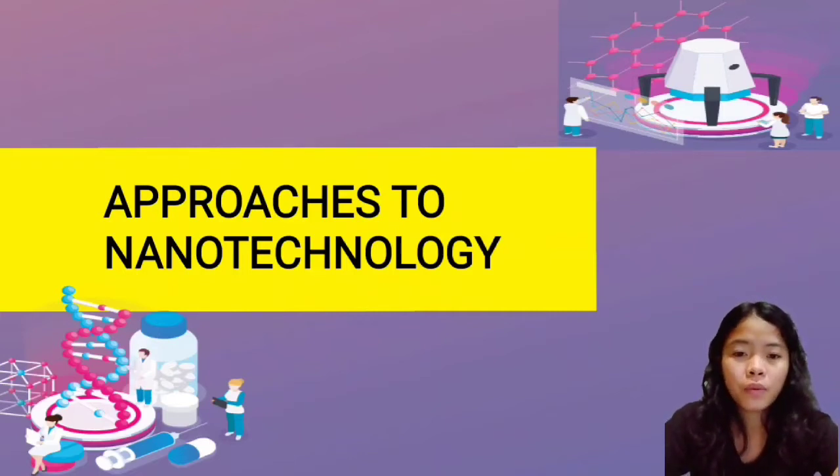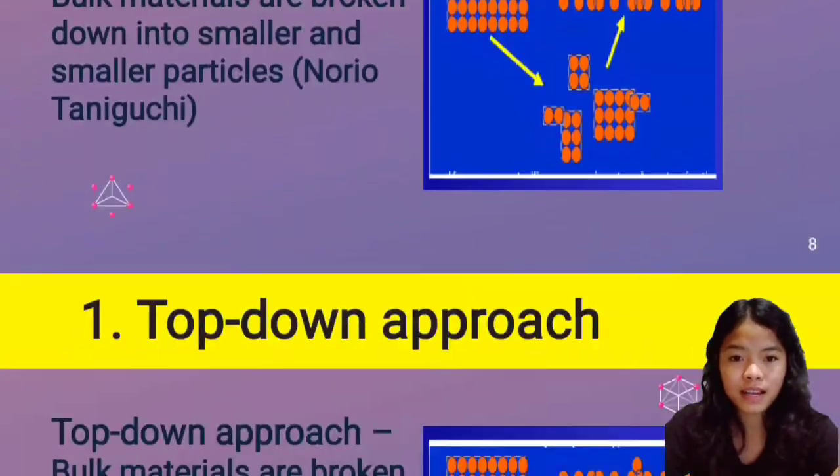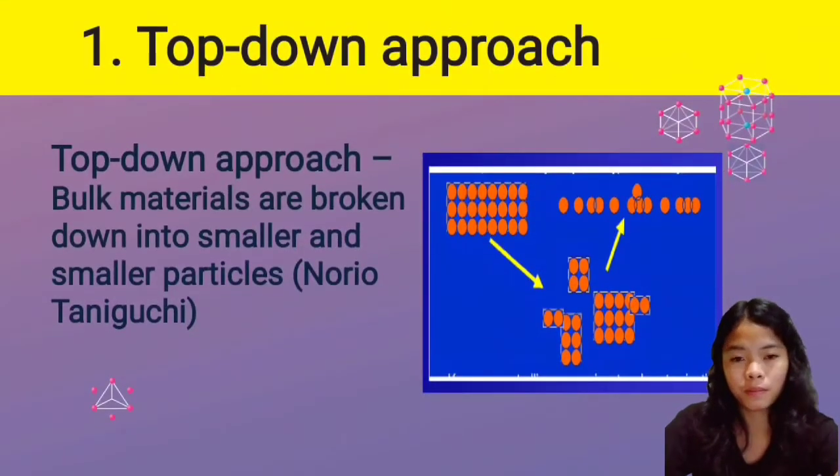So, we only have 2 approaches to be discussed. The first one is the top-down approach. Top-down approach means that bulk materials are broken down into smaller and smaller particles. This explains that in this approach, the biomaterials or the bulk materials are engineered by scaling down its complex entity into its component parts. Norio Taniguchi is a Japanese scientist who first coined and defined nanotechnology.